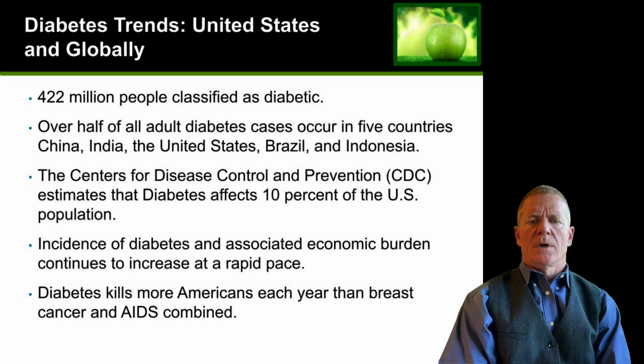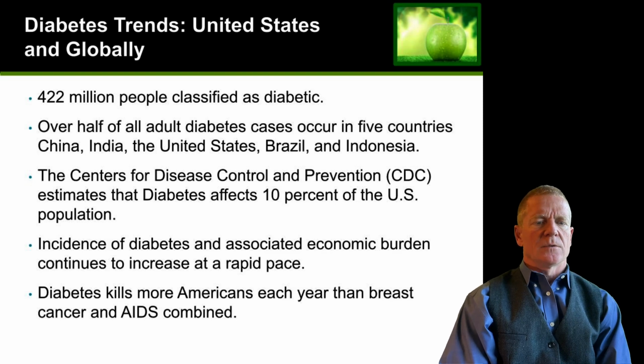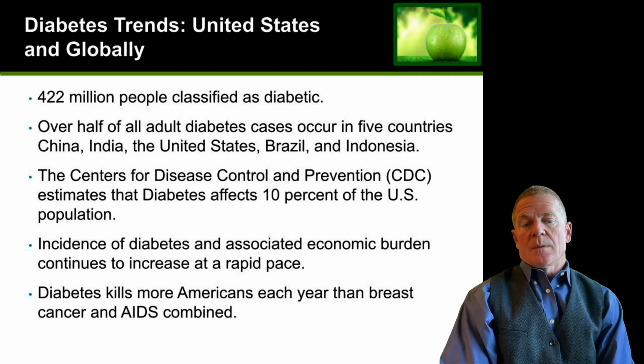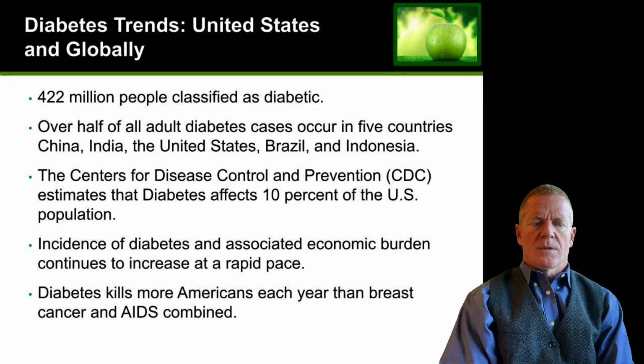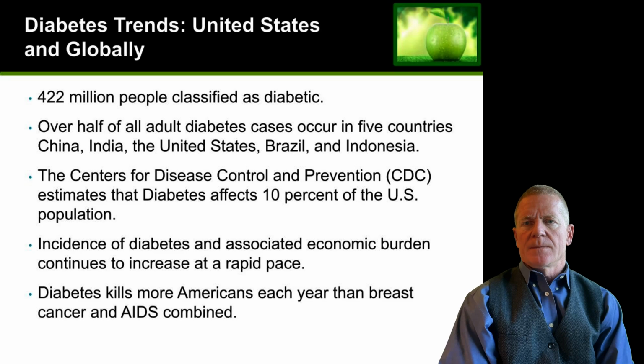In the world, there are around 422 million people who are classified as diabetic. Over half of all adult diabetes occurs in China, India, the United States, Brazil, and Indonesia. The Center for Disease Control, the CDC, estimates that diabetes affects at least 10% of the US population. It's much higher in parts of the country. Incidence of diabetes is associated with socioeconomic burdens, and it continues to increase every year. Diabetes kills more Americans every year than breast cancer and HIV.